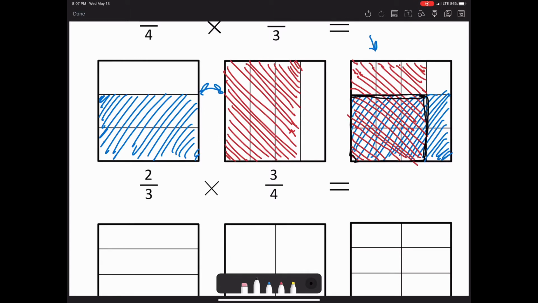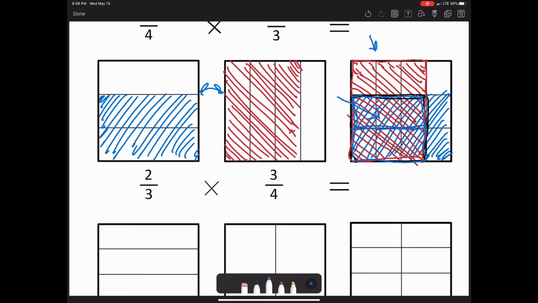The good thing that this model shows, if you concentrate on the 3/4 right here, we started out with, you can see if you just focus on that part that we're taking 2/3 of that 3/4 right here. 2/3 of the 3/4. And that's why this portion right here is the answer.